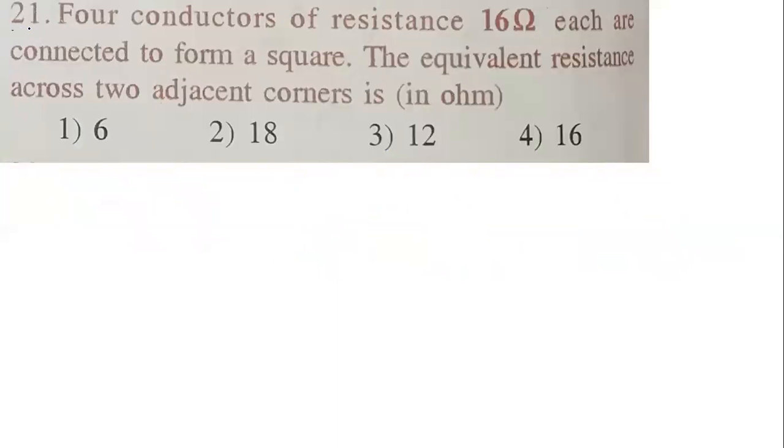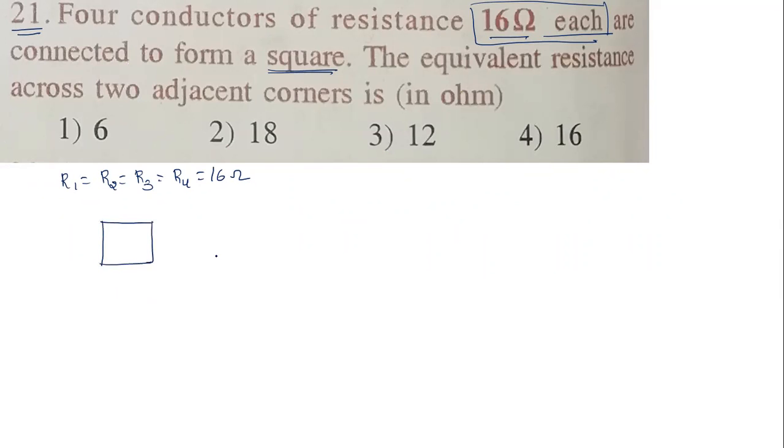Look at question number 21 now. 4 conductors of resistance 16 ohm each. See here, they have already given the word each, which means each value is 16 ohm. R1 equal to R2 equal to R3 equal to R4 equal to 16 ohm, connected in the form of a square. Let us give the names A, B, C, D. There are 4 resistors, one on each side.